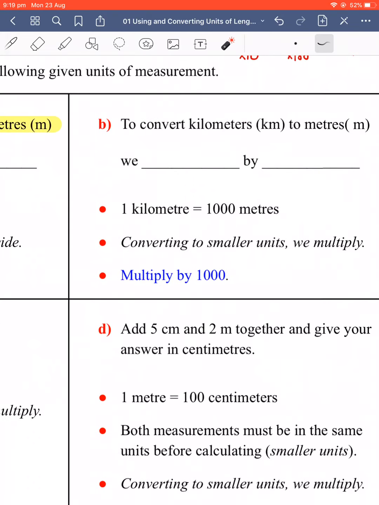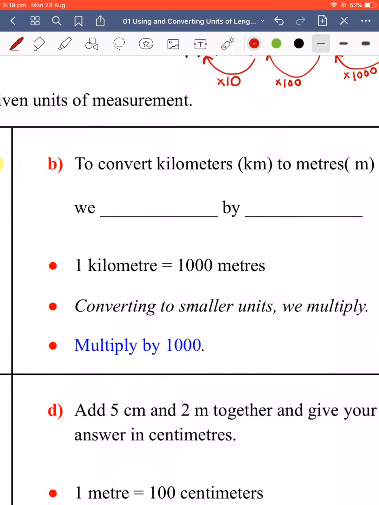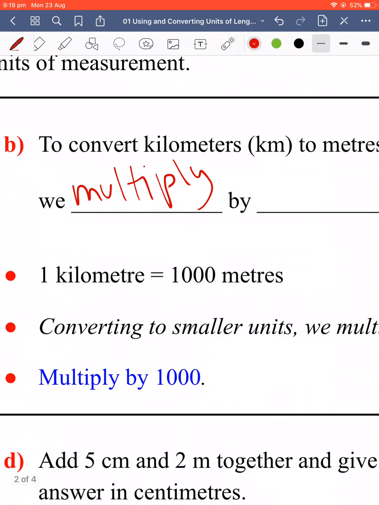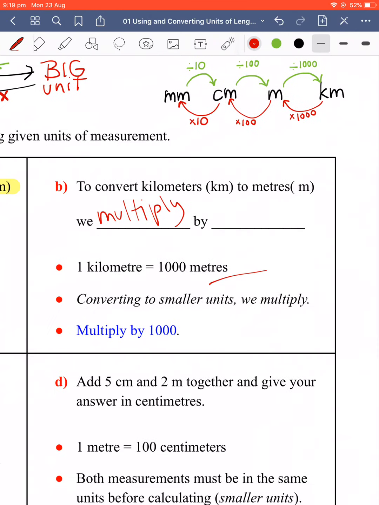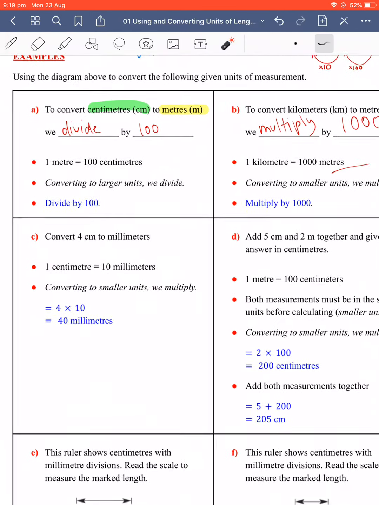Next one, if I am converting, let's have a look. If I am converting from kilometers to meters, I am going down, which means I am going to be multiplying. So let's write that in. So I am going to multiply. And when I am multiplying, let's have a look up here. From kilometers to meters, I'm multiplying by 1,000. And again, get used to maybe just having this at the top of your page until you get a little bit better with it.